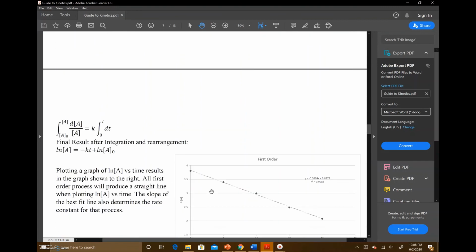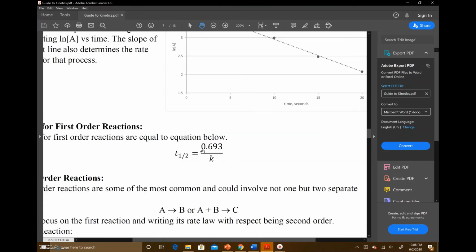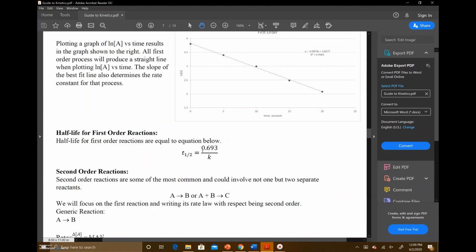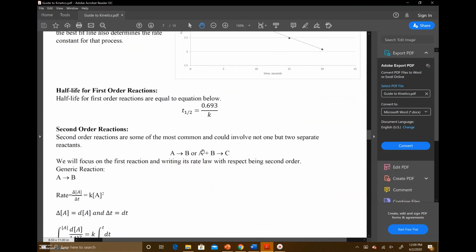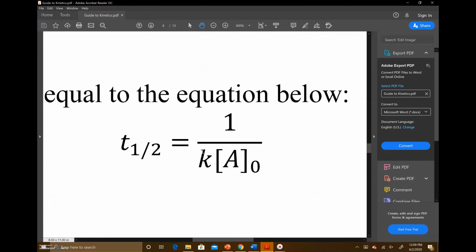Now, for first order, the half-life is 0.693 divided by k. That's a little easier to work with because all you have to do is figure out the rate constant for that reaction so you can figure out the half-life. If you knew the half-life, you could figure out the rate constant. So write that equation down. For second order half-life, you end up with this equation here. T1/2 is equal to 1 divided by k times the initial concentration of A. Again, k comes from the slope, and A comes from the data chart that you're given.